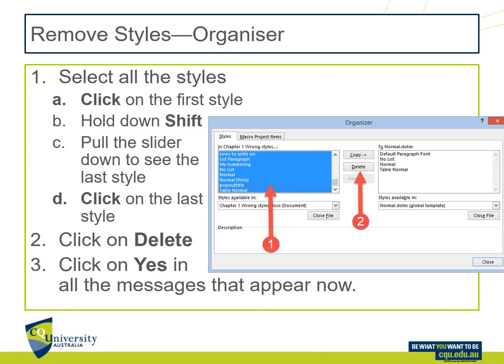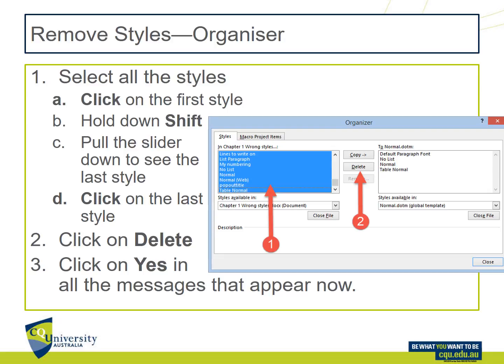We're now going to delete all the styles from that left-hand box. So what you need to do is to click on the top style in there and then hold down the Shift key. Pull the slider down on the right hand side of that box until you see the last style. Then click on that style and now release the Shift key. You've selected all the styles using the process we call Click, Shift, Click. Now you click on the Delete button.